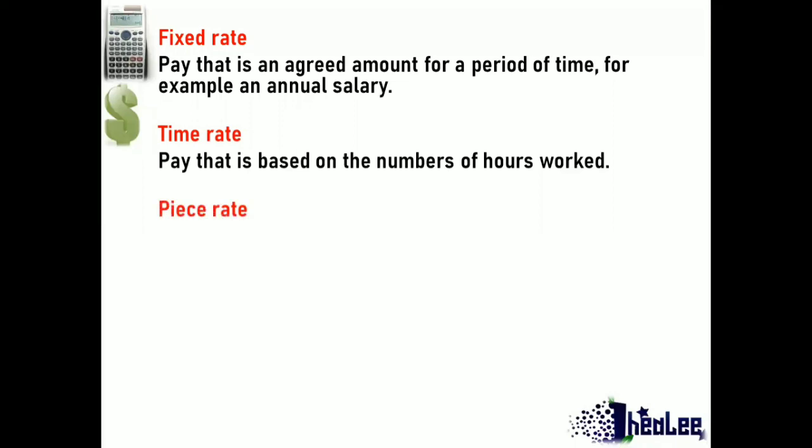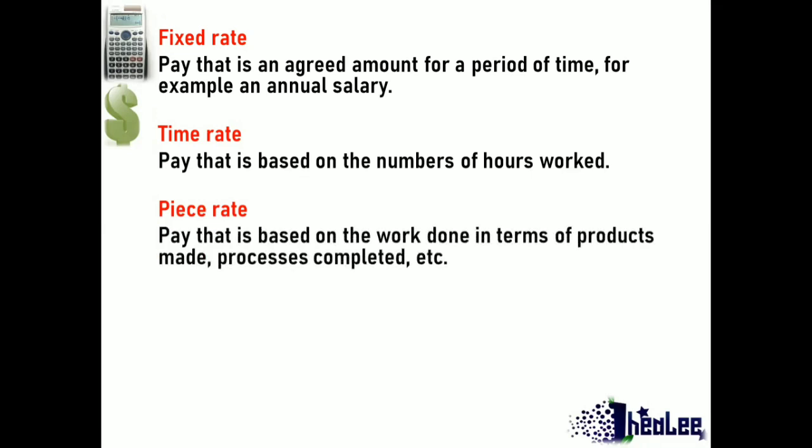Next is piece rate, and the piece rate refers to pay that is based on the work done in terms of products made, processes completed, etc. So if the person is working on a particular job, and they have completed only 200 items, they would get paid for the 200 items that they have completed.